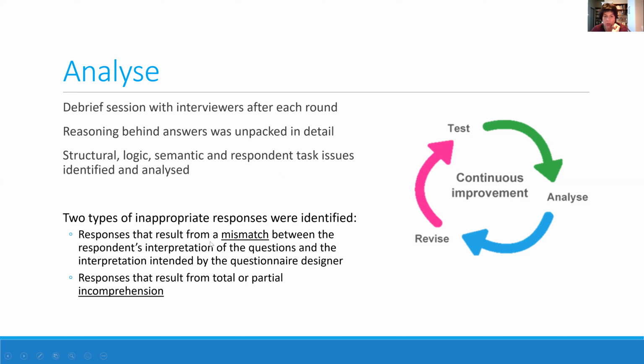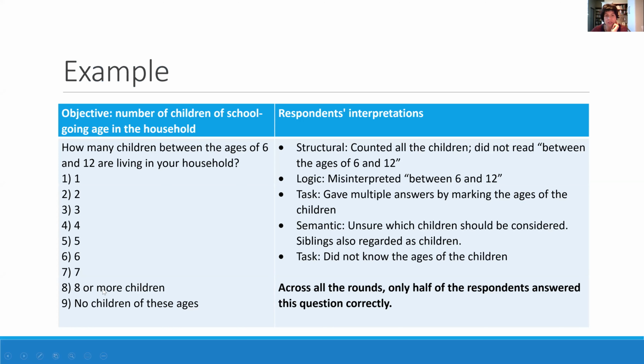The one was that there is a mismatch between the respondent's interpretation of the question and what the questionnaire designer intended. Think about the 2 pictures that I showed you if you were to ask about soap. So there's that mismatch about their reality. And then there were also responses that resulted from a complete or partial incomprehension of what was being asked. Now here is an example.